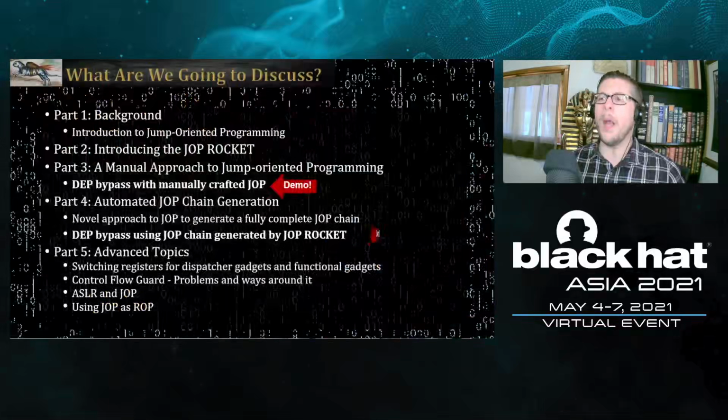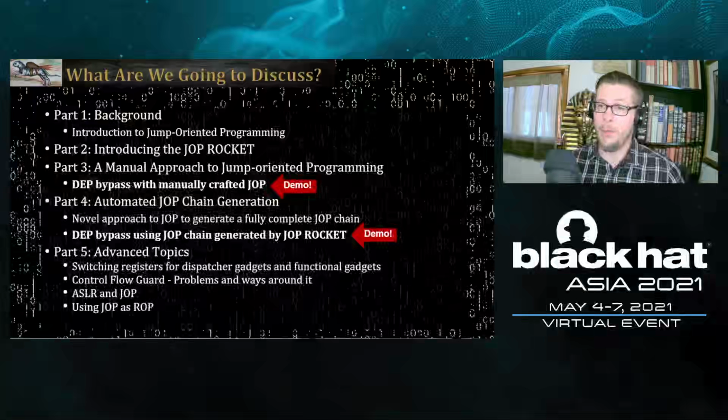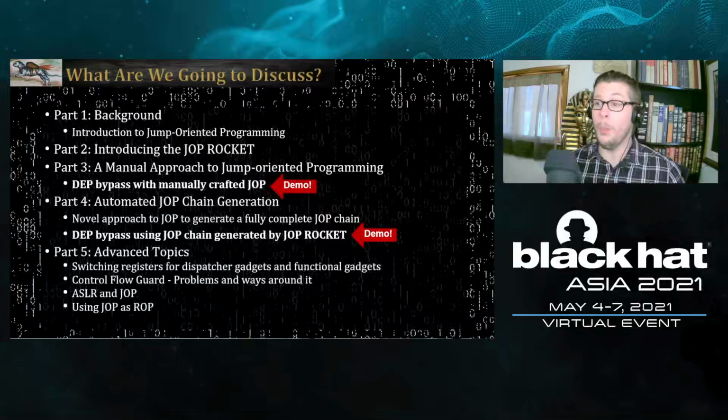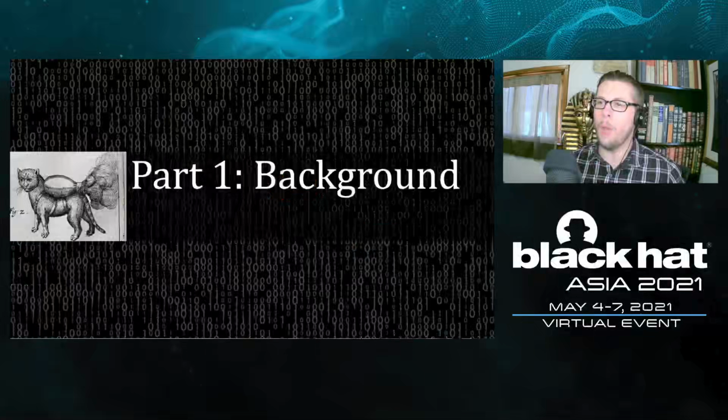So what are we going to talk about today? Well, we'll provide a background into jump-oriented programming. We'll introduce the JOP ROCKET. We'll have a manual approach to jump-oriented programming, automated JOP chain generation, and we'll provide demos for both of those. We'll touch on advanced topics like switching registers for dispatcher gadgets and functional gadgets, control flow guard, ASLR and JOP, and using JOP as another form of ROP.